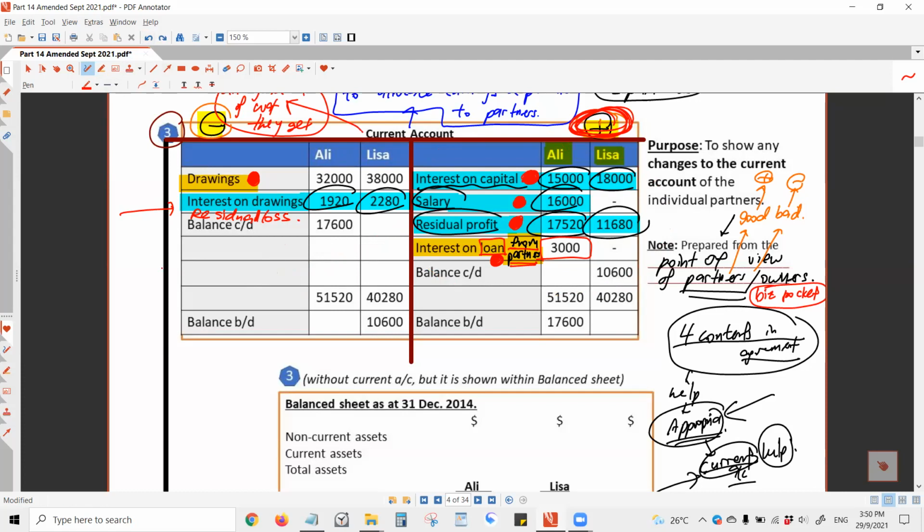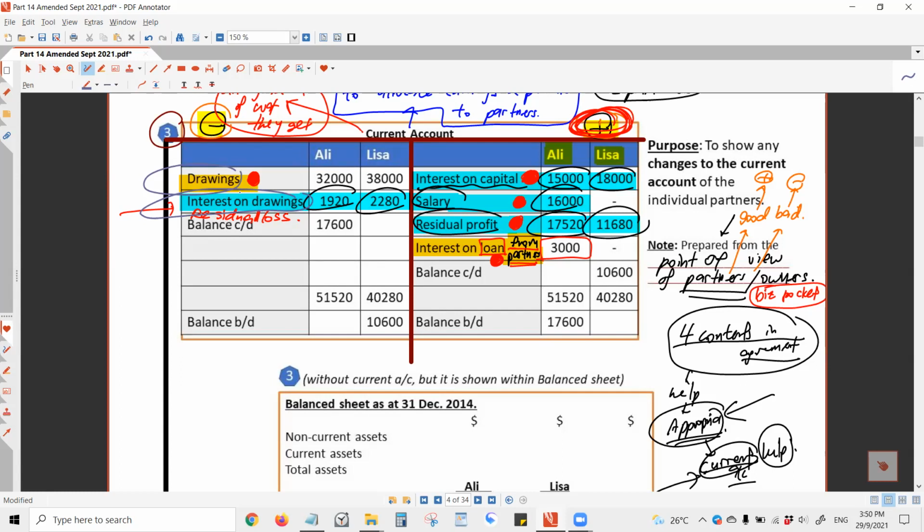Okay, one of my students told me that this is the way he remembers for current account. You can follow his method if you would like to, or if you want to follow my method of reasoning, it is also fine. Good to the partner on the credit side, bad to the partner on the debit side. That student told me, if you see anything about drawing, just put it onto the debit side. Then all other things should appear on the credit side.